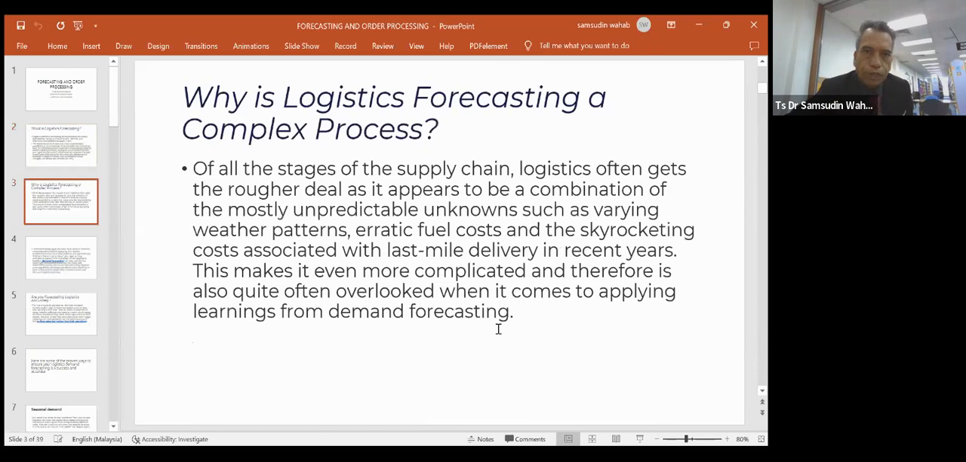Next, logistic forecasting is a very complex process. We have to have a certain special unit. In manufacturing we call it R&D. We can have an R&D section. If our company is very big, maybe we can create one section to deal with this forecasting.